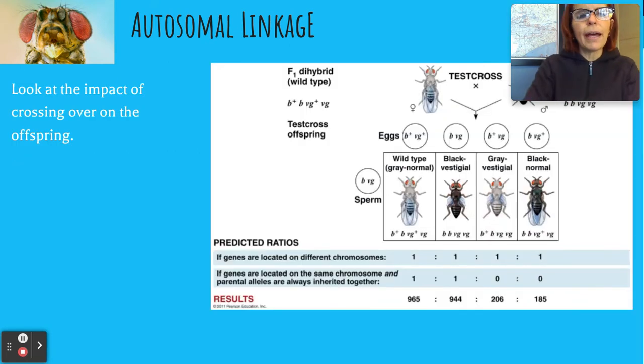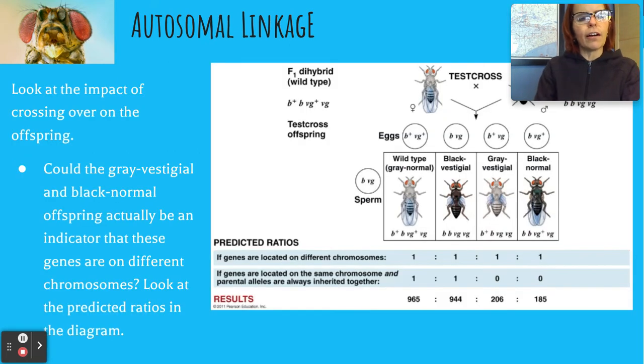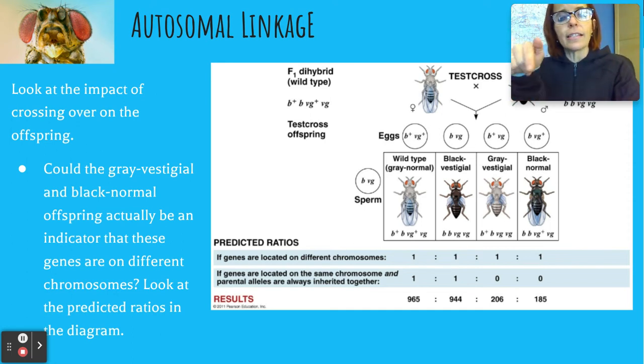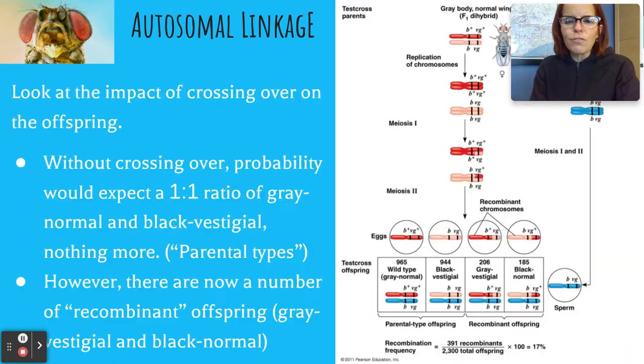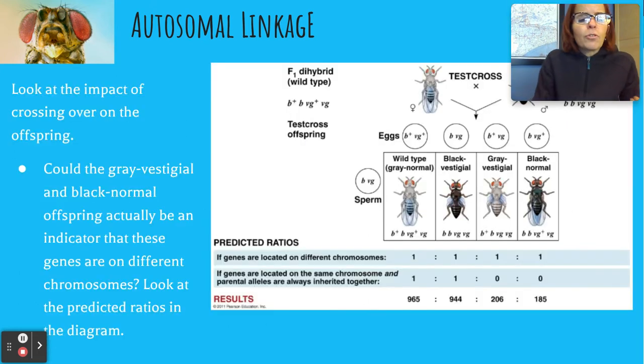So look at the impact of crossing over on the offspring. Could the gray vestigial and black normal offspring actually be an indicator that these genes were on different chromosomes? So we're thinking like these scientists. They can't see the chromosomes. I gave you pictures of chromosomes on this other page so you could see them and knew what was going on, but these guys didn't know what was going on. So the question is, could the gray vestigial and black normal offspring actually be an indicator that these genes are on different chromosomes? Well, no, that wouldn't work either.